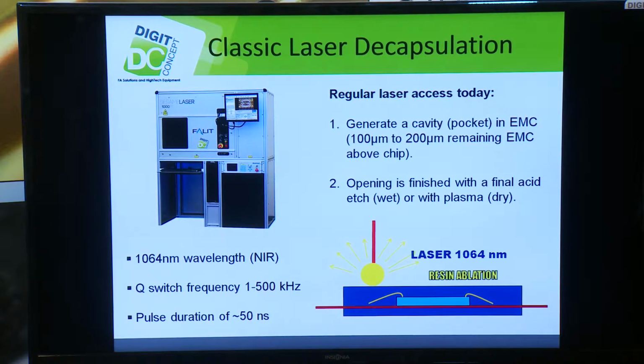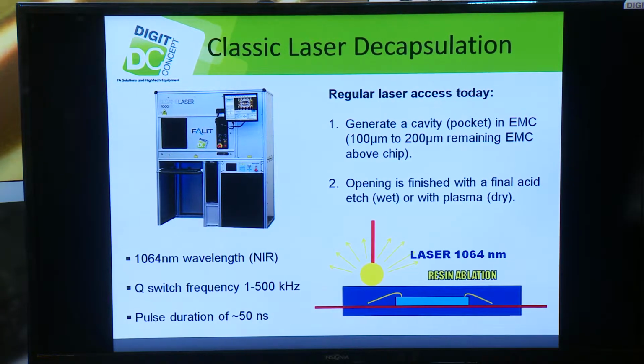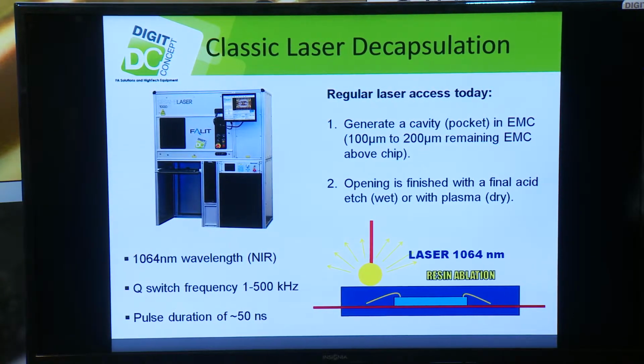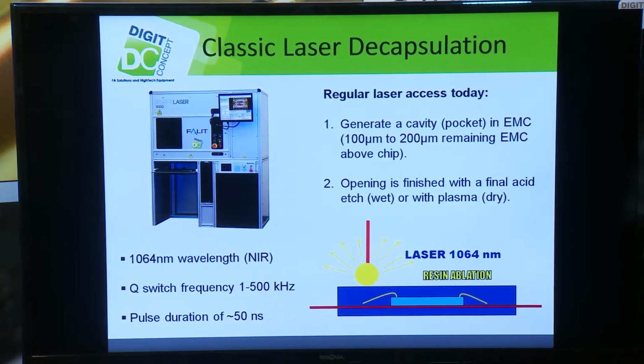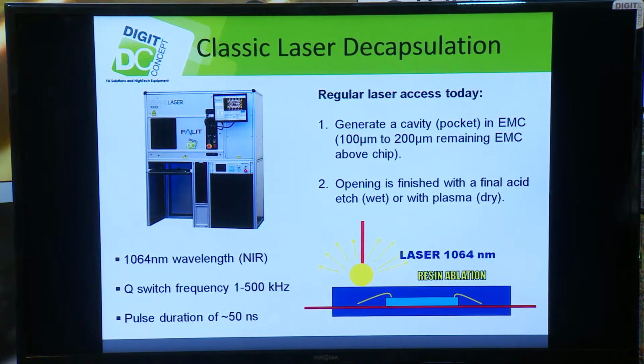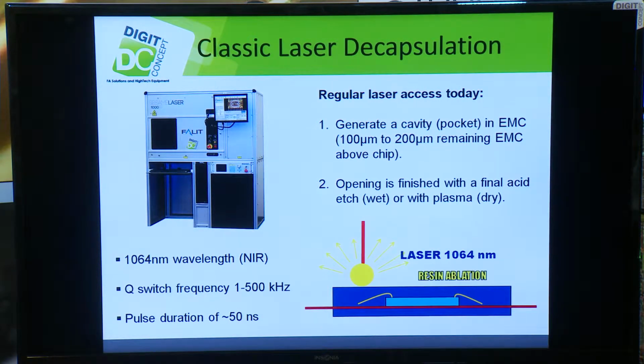In classic laser decapsulation, the idea is that we're taking an infrared laser at 1064 nanometer wavelength, and we're going to scan that across a sample with the molding compound. We're going to remove the molding compound and make a cavity, but we have good selectivity between the wires and the molding compounds, but we cannot discriminate with the die. So we're going to have to stop before we reach the die and finish up with either an acid or plasma decapsulation.